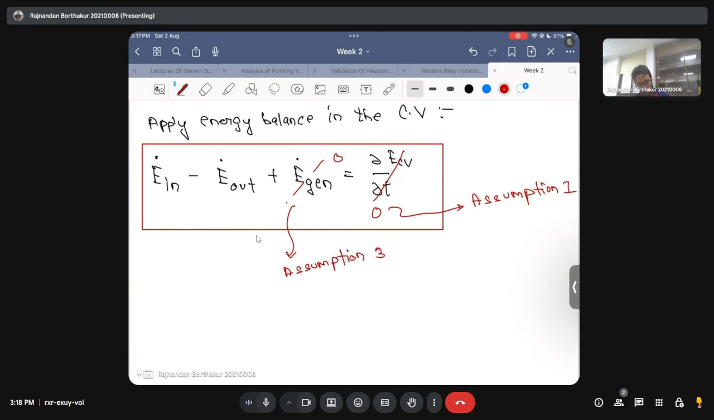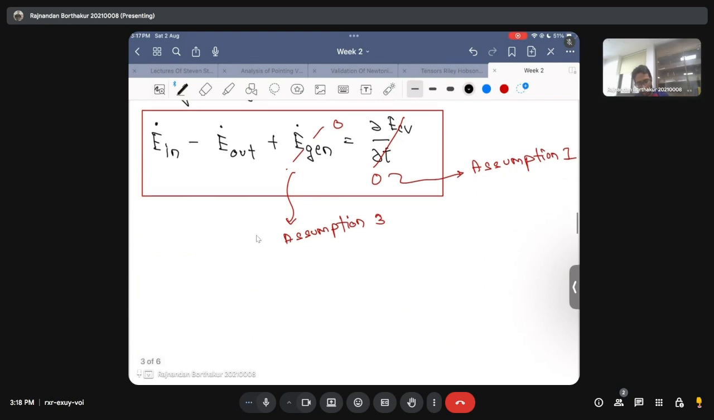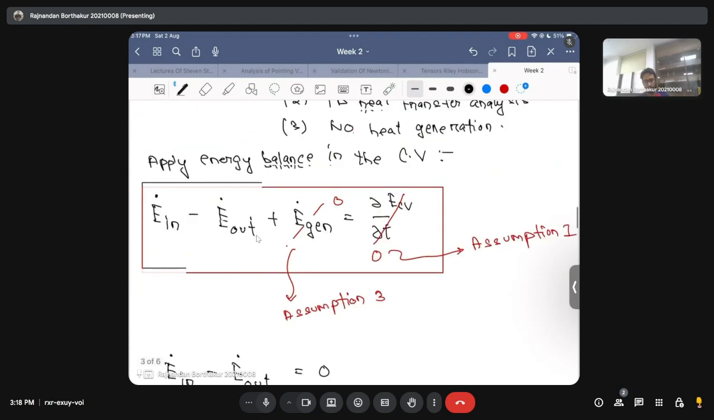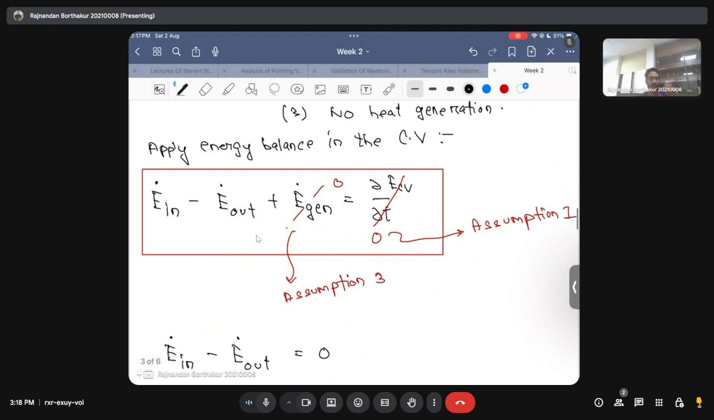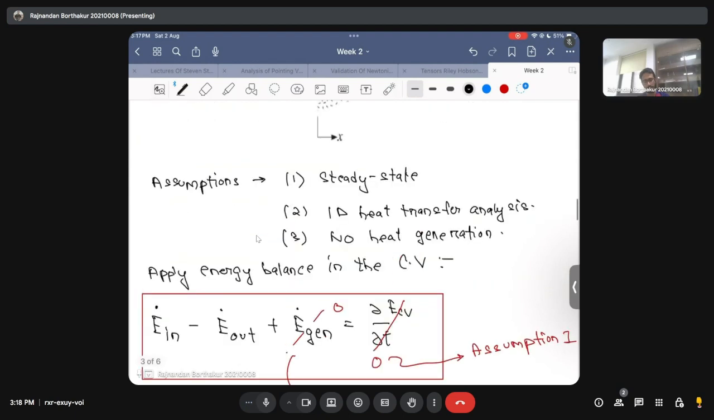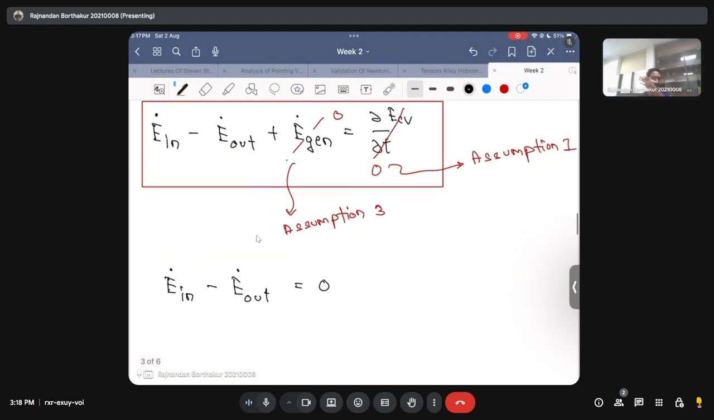This is assumption 3, which means what we get is just that E dot in minus E dot out equals 0. That's it. So the simplified version of the energy conservation applied for this control volume, using all the assumptions that we just saw, is that the energy coming into the control volume is equal to the energy going out of the control volume.